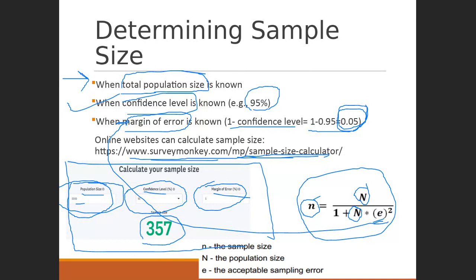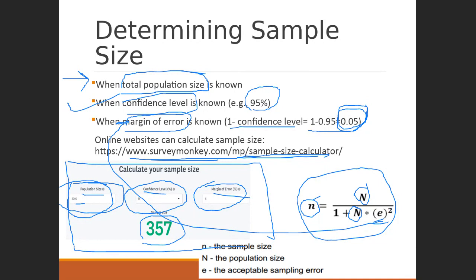357 is the number if you want to confidently estimate your WKU population. So you need a sample size of 357 to be 95% sure that you will estimate your WKU population. So now you got the final number. How will you go about getting these 357 responses? It depends upon your sampling strategy.